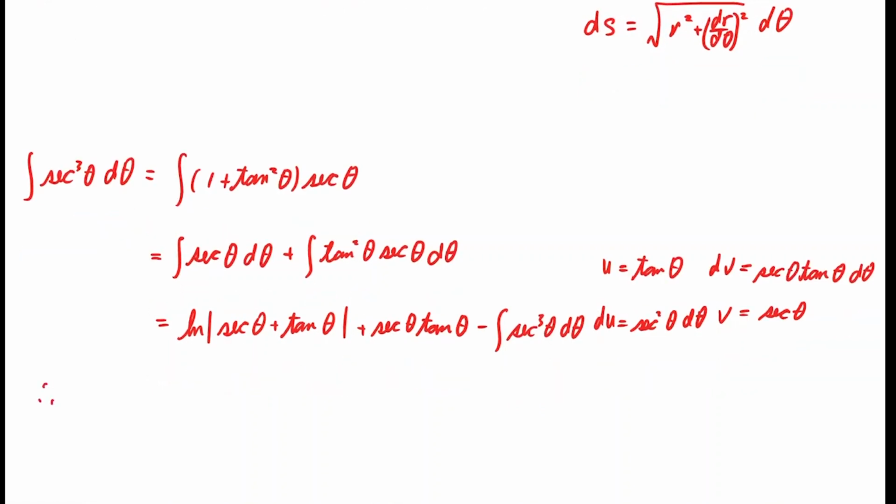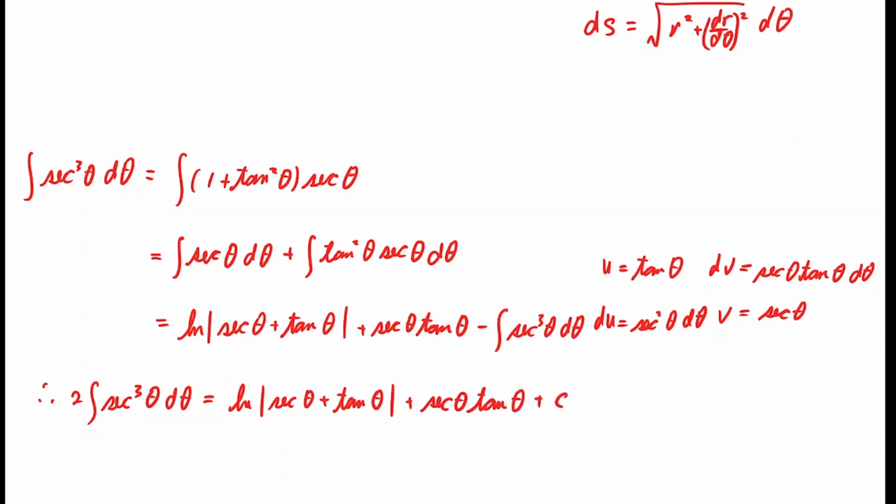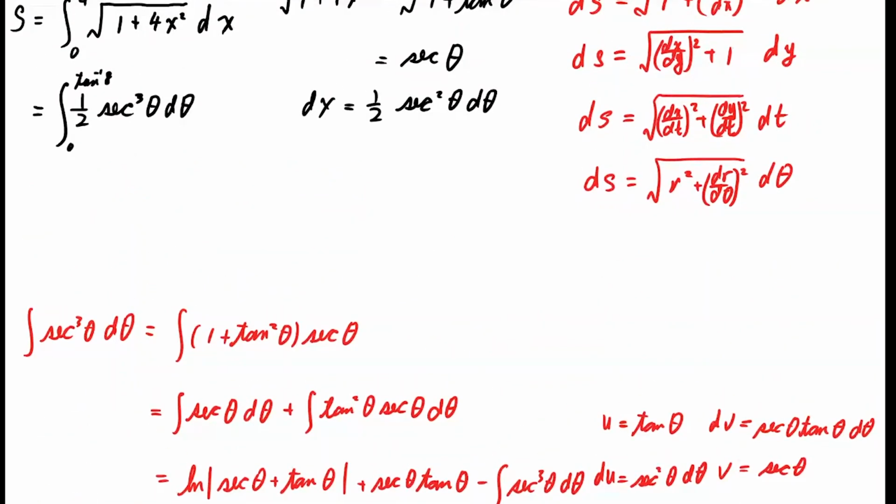So what we end up getting here is 2 times the integral of secant cubed theta is equal to ln of secant theta plus tangent theta, plus secant theta tangent theta, and plus c. How about that? So this means the integral is half of this whole thing. You get it? So divide by 2, and now we go back here and shut it down. So here's a half, and we divide by 2, so we'll have 1/4 of, wrong color.